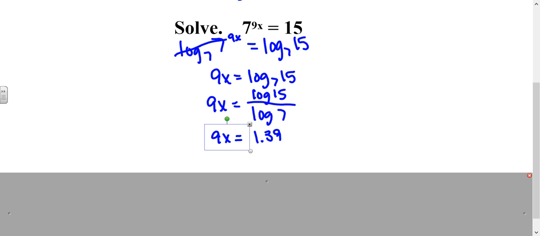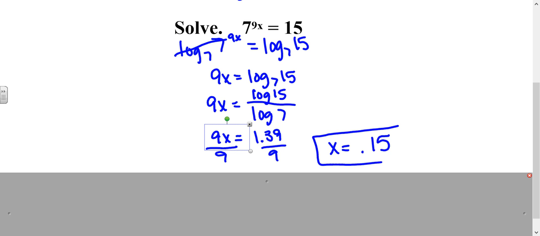Now, don't erase what's in your calculator. It's like 1.3916622509. So leave that whole number in your calculator, and we're going to go ahead and divide that by 9 to get what x equals. So leave the whole thing in your calculator and divide it by 9. So we get about 0.15 if we round to 2 decimal places.